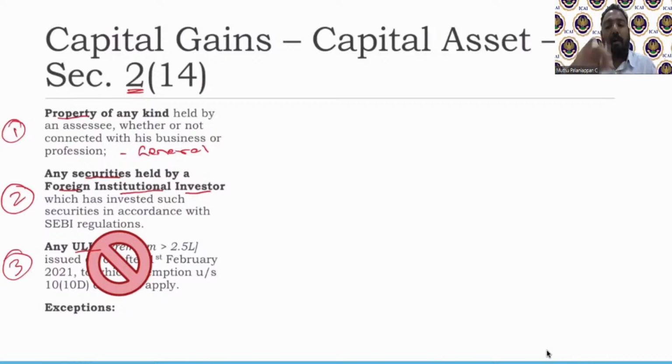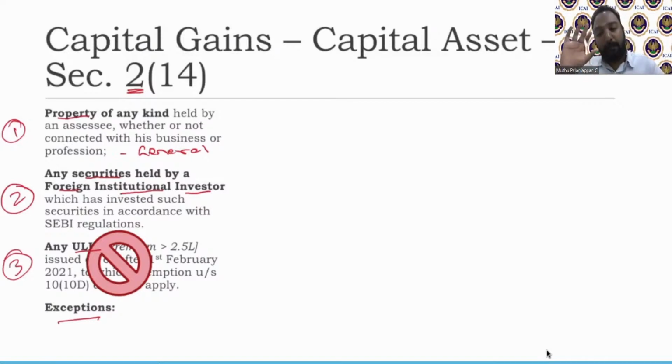Okay. Now, the next part is the exceptions. Now, we generally said property of any kind held by an assessee, whether or not related to the business or profession, it will be called as a capital asset in accordance with Section 2, Clause 14. We also said any securities held by a foreign institutional investor in accordance with SEBI regulations will be called as what you call a capital asset, right?